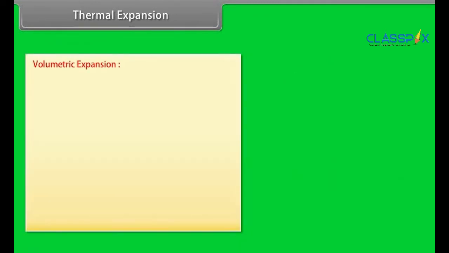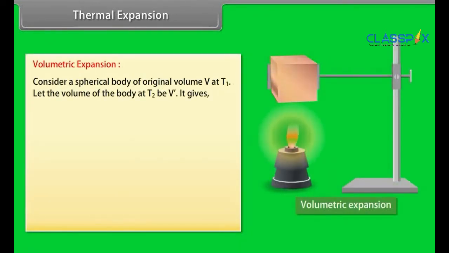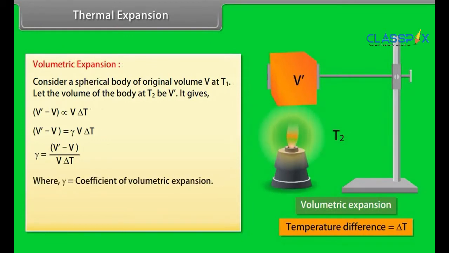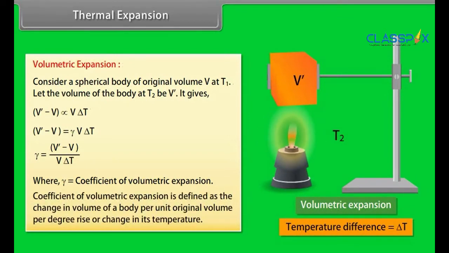Volumetric expansion. Consider a spherical body of original volume V at temperature T1. Let the volume of the body at temperature T2 be V dash. It gives V dash minus V is directly proportional to V delta T, or V dash minus V is equal to gamma V delta T. Value of gamma is equal to V dash minus V upon V delta T, where gamma is the coefficient of volumetric expansion. Coefficient of volumetric expansion is defined as the change in volume of a body per unit original volume per degree rise or change in its temperature.